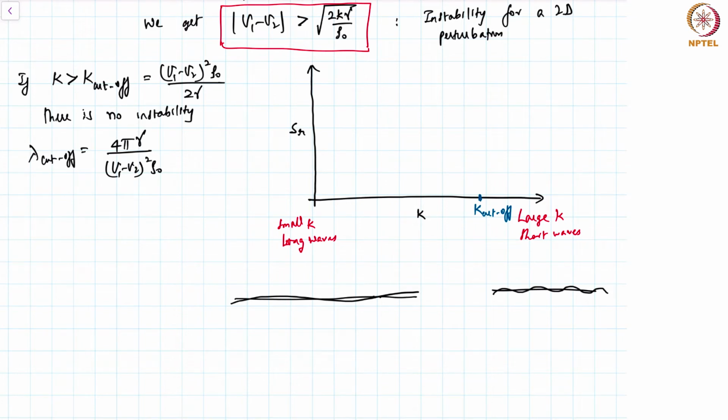So what does this actually tell us? It tells us that once you exceed a critical cutoff, there is no instability, and this therefore tells me that short waves are stabilized. On the other hand, long waves are unstable. Let's look at what it means physically. If you have a wave which is very, very long in wavelength, so you are operating at very large length scales, then surface tension effects would not be very important.